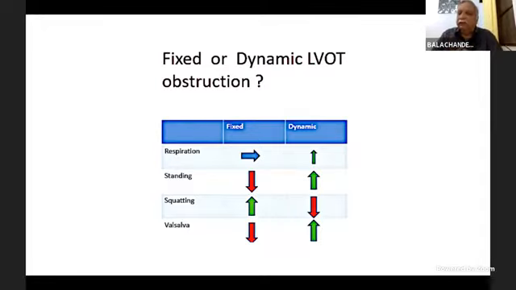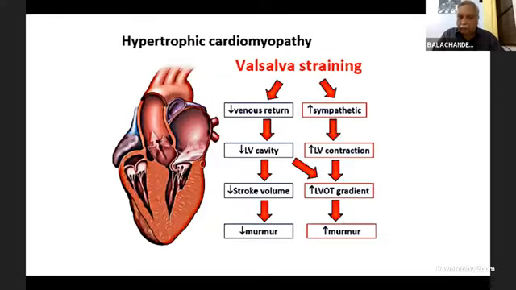Respiration has no effect on fixed. In dynamic, respiration has changes. On standing, the LVOT obstruction increases. In squatting, it decreases. And in the strain phase of Valsalva maneuver, it increases. So that is the things which you need to call it a dynamic LVOT obstruction.